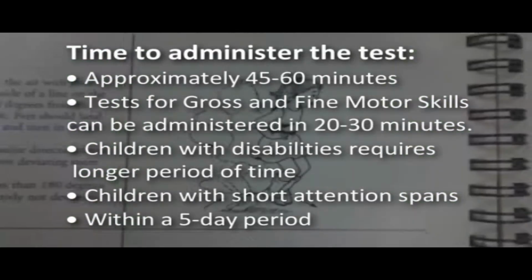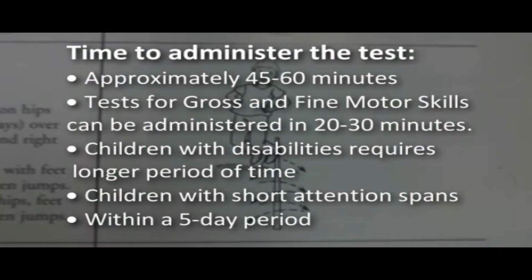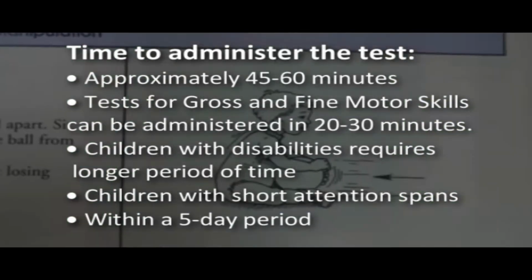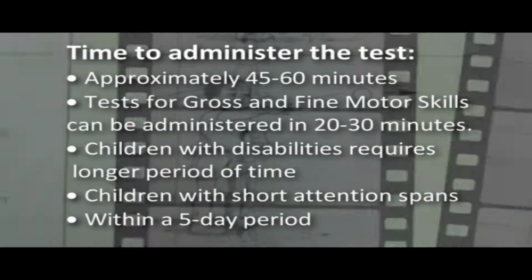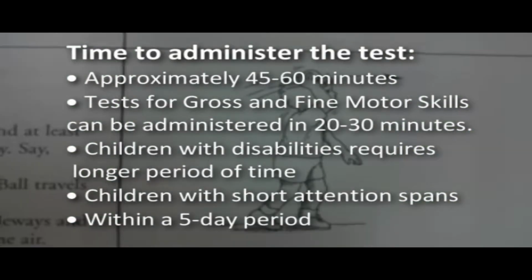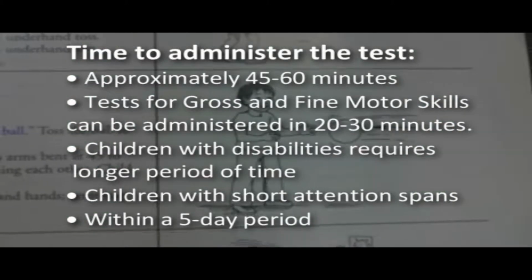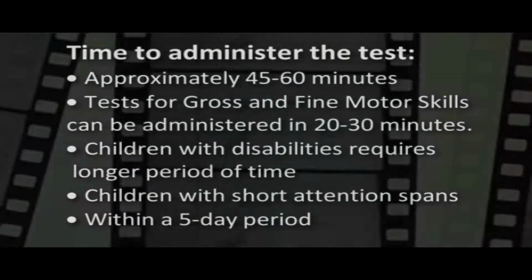Testing a child with disabilities usually requires a longer period of time. The testing may be broken into shorter sessions if the child has a very short attention span or if other conditions make it more convenient to administer individual sections of the scales at different times. We recommend that each scale be completed within a 5-day period.